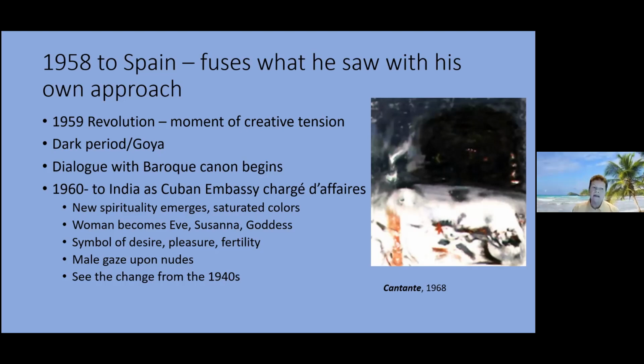And then another thing happens to influence his work. In 1960, he goes to India as the Cuban embassy chargé d'affaires, where he sees a completely different production of art and creativity. A new spirituality emerges. Saturated colors go from the dark to, well, sometimes they're dark, but they're very saturated. The woman becomes Eve, Susanna, the goddess, a symbol of desire, pleasure, fertility, the male gaze upon the nudes.